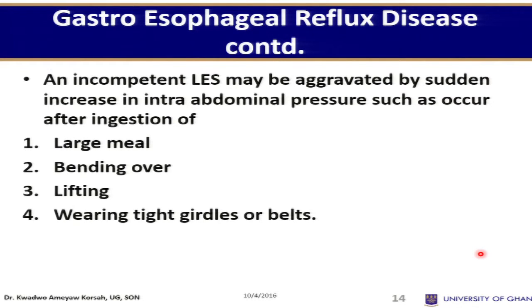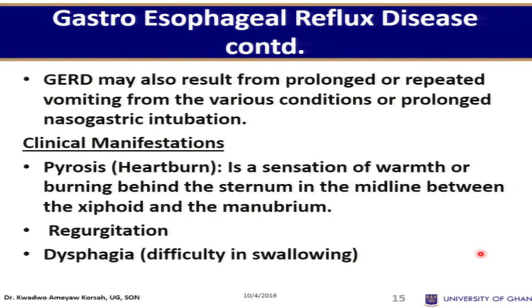aggravated by a sudden increase in intra-abdominal pressure, such as what occurs after ingestion of heavy meals, and then bending over, lifting, and wearing tight clothing. So GERD may also result from prolonged or repeated vomiting from various conditions, or prolonged nasogastric intubation, as we can see in patients who are admitted and are not able to eat, and we pass an NG tube for a very long time.